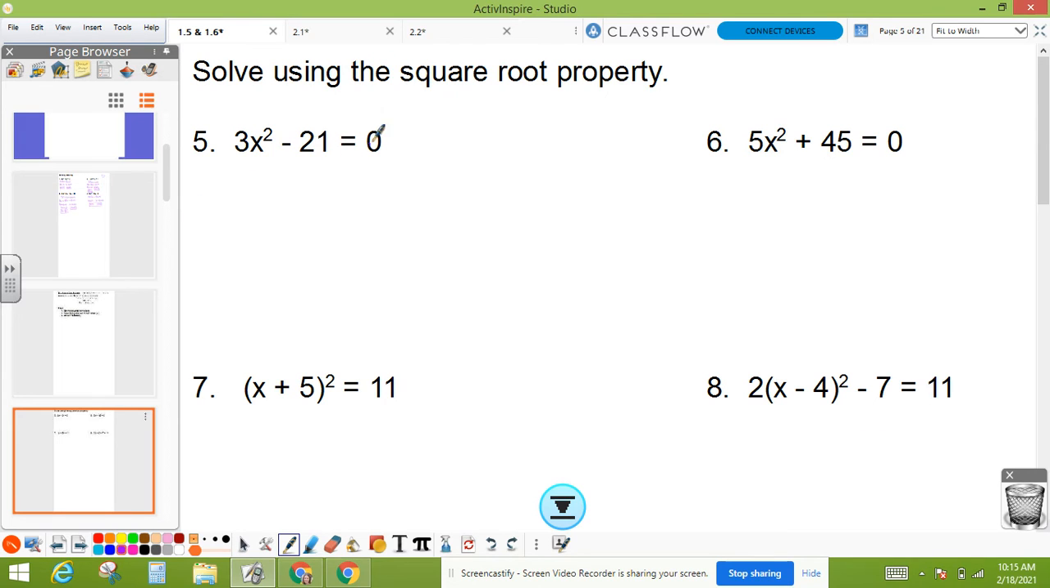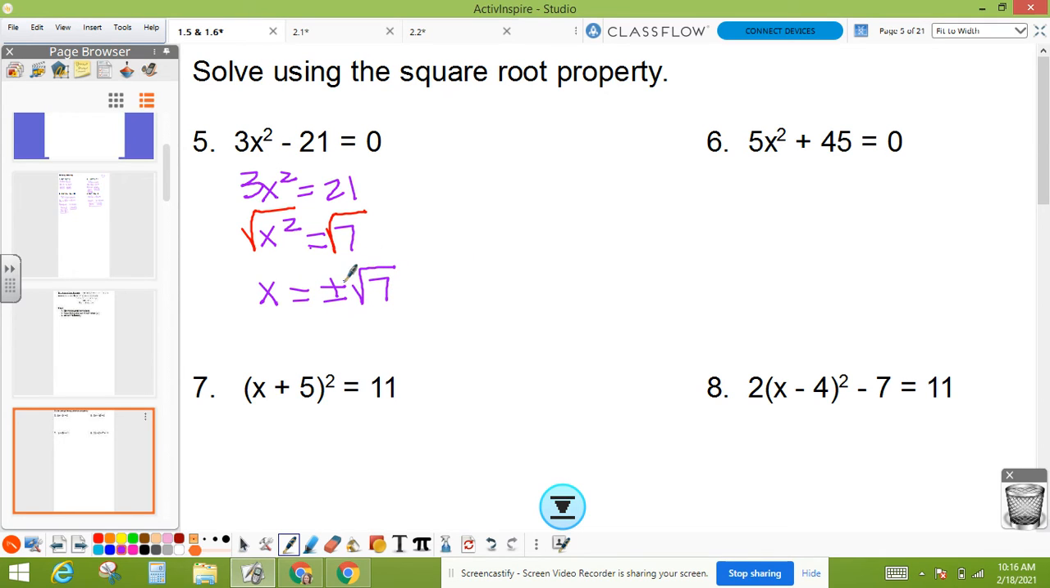All right, so when you have one like number 5, you're going to add 21 and then divide by 3. And now you're in the place where you can use that square root property. So you're going to take the square root of both sides. You introduced the square root to the problem, which is why you have to put plus or minus on your answer. The square root of 7 is a yucky decimal, and 7 is prime. It will not simplify, so you are done.